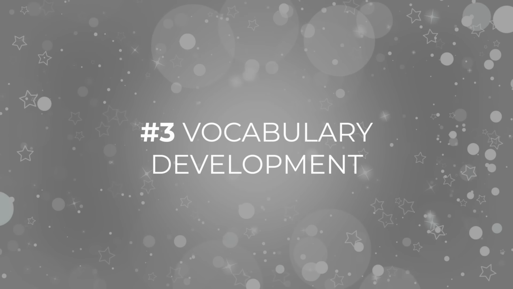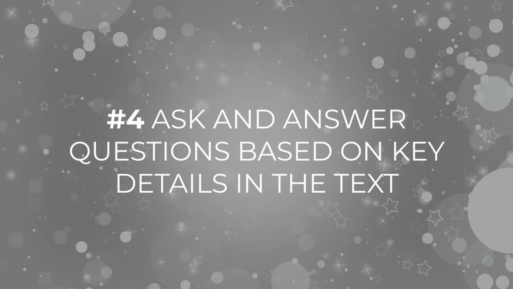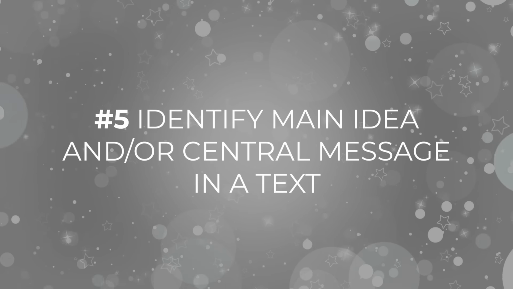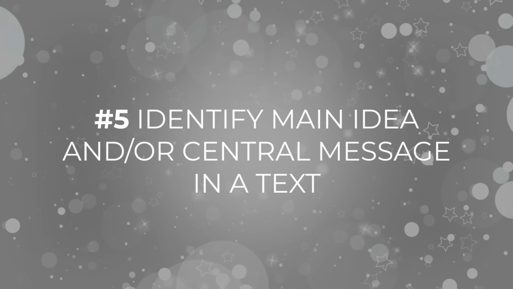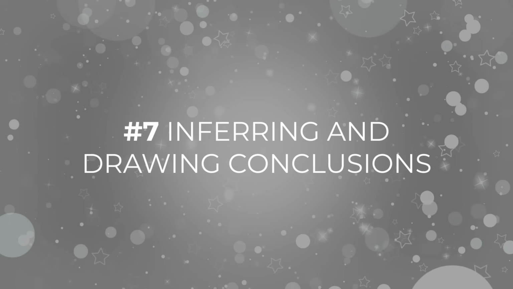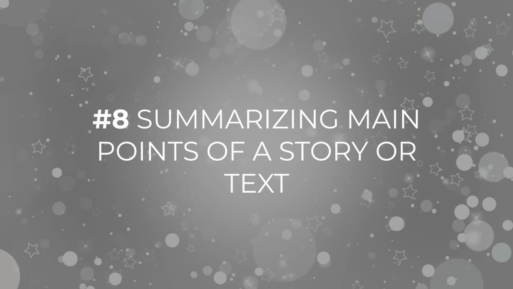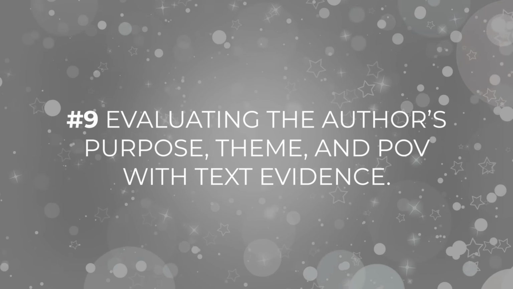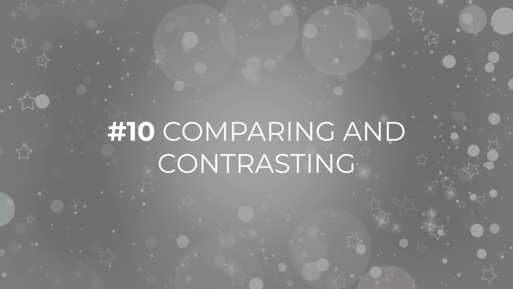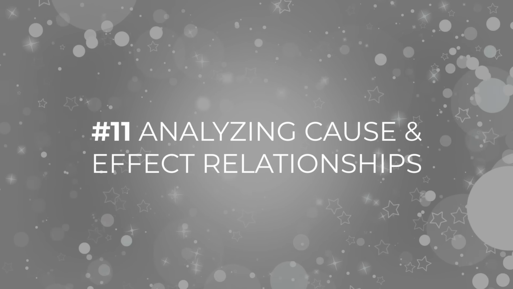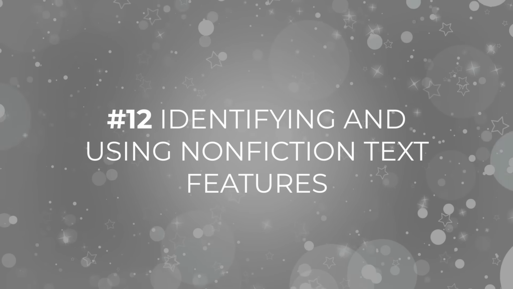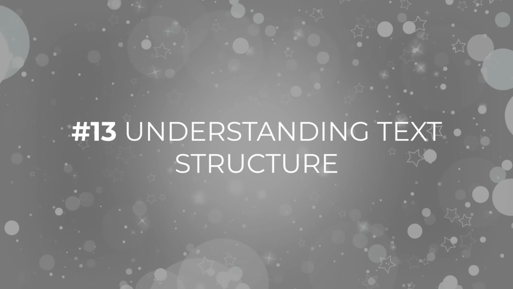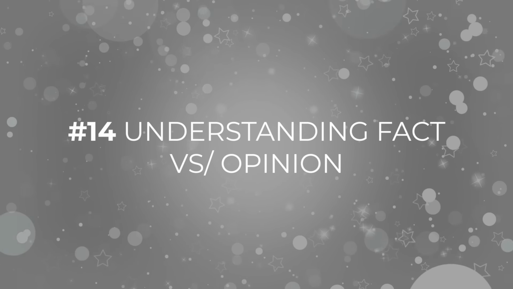Self-monitor comprehension, retelling, vocabulary development, ask and answer questions based on key details in the text, identify main idea and or central message of a text, analyzing characters and their traits, inferring and drawing conclusions, summarizing main points of a story or a text, evaluating the author's purpose, theme, and point of view with text evidence, compare and contrast, analyzing cause and effect relationships, identifying and using nonfiction text features, understanding text structure, and understanding fact and opinion. That's it. We've got 14 things we need to work on.